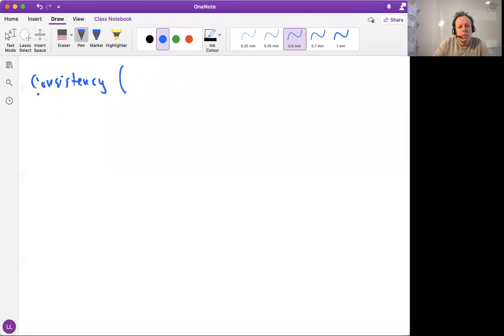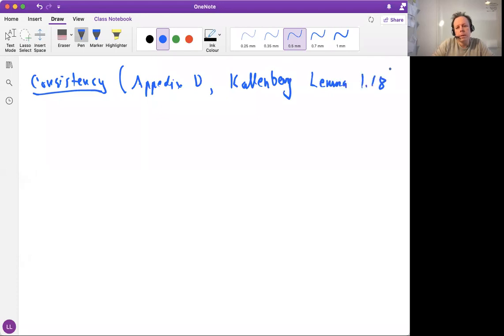Now we are actually going to the lecture notes, Appendix D. Or actually, we are looking at the book of Kallenberg. I think I prefer looking at Kallenberg's lemma 1.18 here in this case. There's a kind of concise treatment of consistency. What does this lemma say?